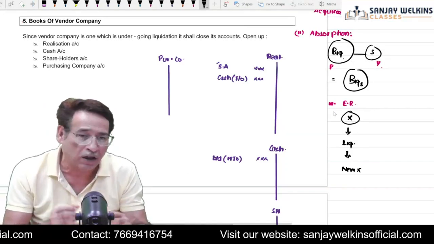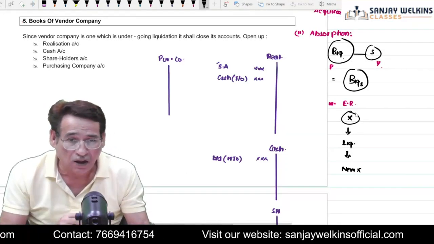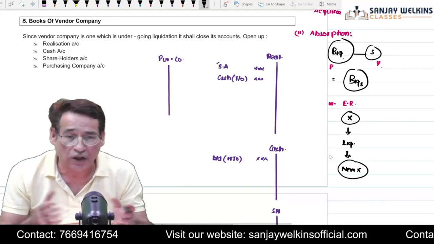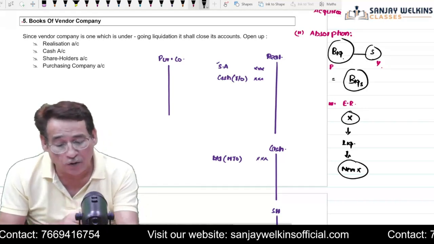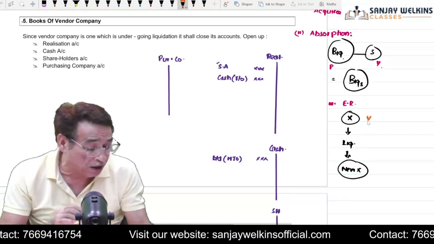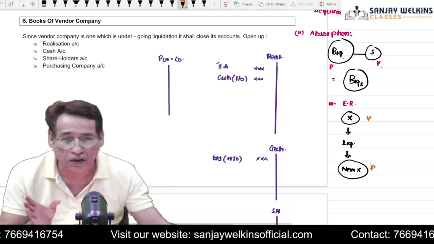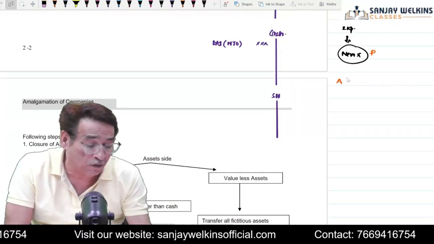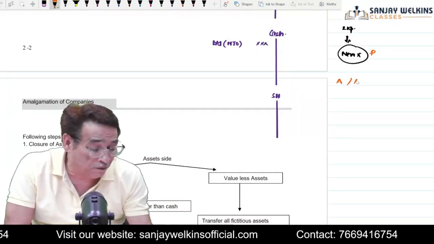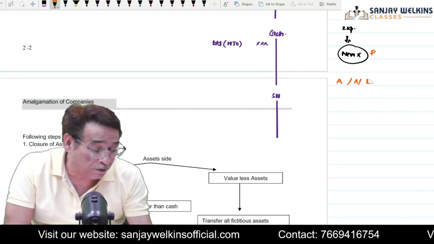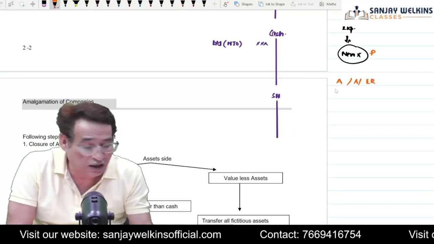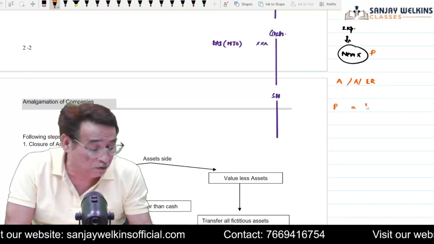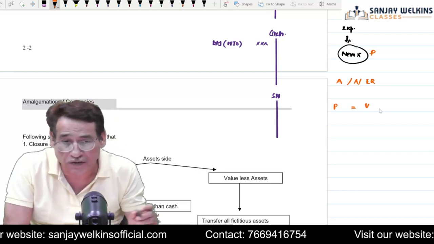The basic reason could be that this company might be incurring some losses, so that is why it is liquidating itself and then coming into existence as a new company by the name of New X Limited. From the accounting aspect, X Limited will be known as vendor company and New X Limited will be known as purchasing company. You have already seen now that whether it is a case of amalgamation, absorption, or external reconstruction, in all these cases there is a purchasing company and another one is the vendor company. Vendor company is also known as acquiree company.